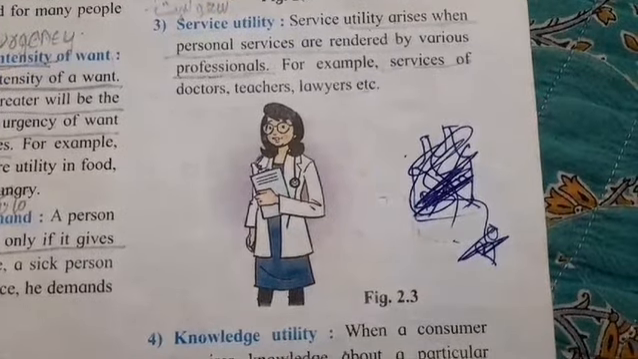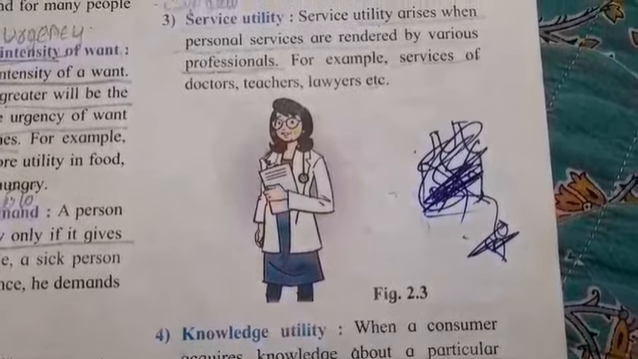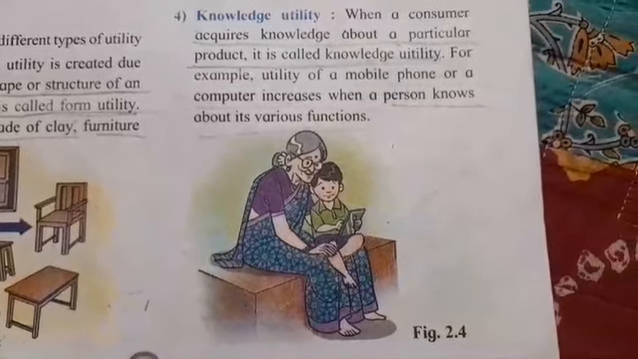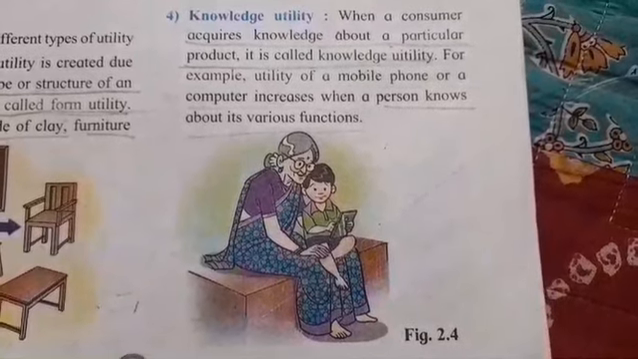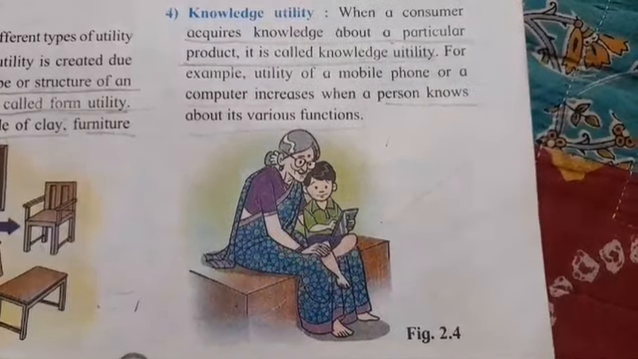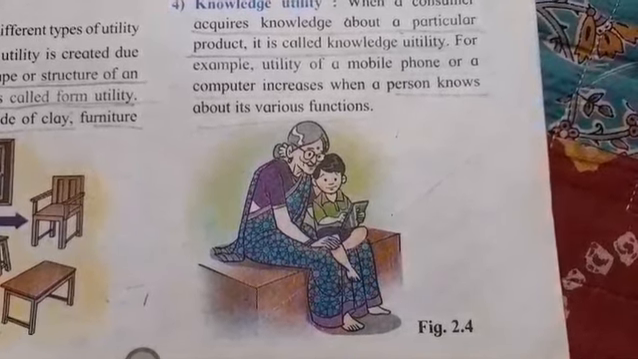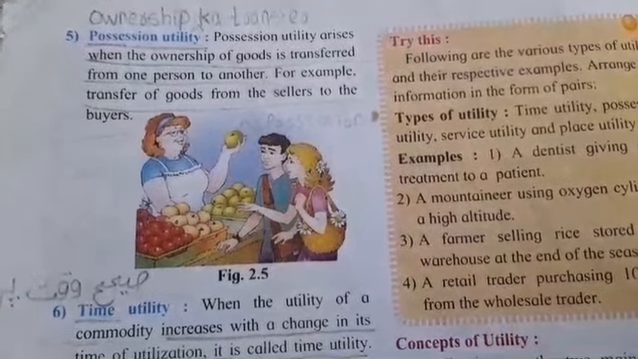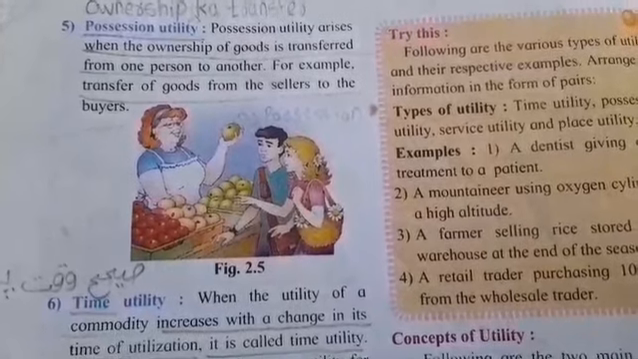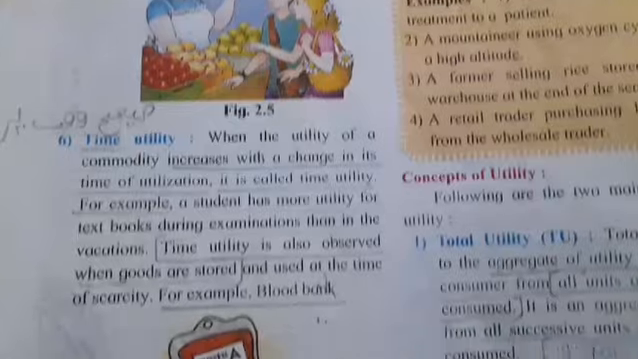Third, service utility. Service utility arises when personal services are rendered by various professionals. For example, services of doctors, teachers, lawyers, etc. Fourth, knowledge utility. When a consumer acquires knowledge about a particular product, it is called knowledge utility. For example, utility of a mobile phone or a computer increases when a person knows about its various functions. Fifth, possession utility. Possession utility arises when the ownership of goods is transferred from one person to another. For example, transfer of goods from the sellers to the buyers.